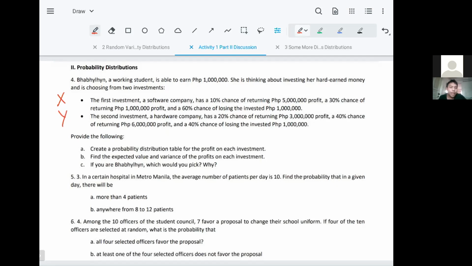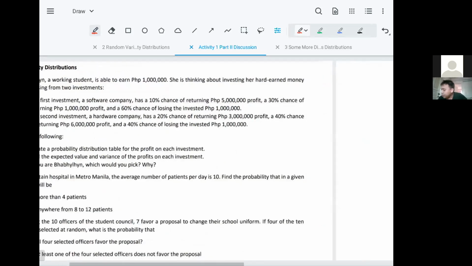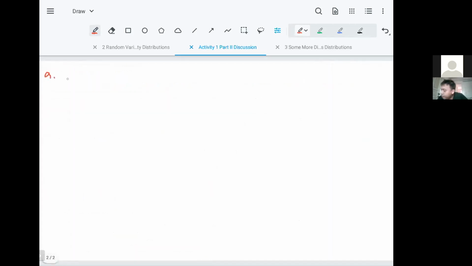So letter A, you're being asked to create a PMF. Pag sinabing PMF, para lang clear, lalabas sa exam yan yung salitang PMF. Probability distribution lang yun, yung table lang siya. Okay, so for letter A, you're gonna make the table. Basically, you're just gonna rewrite the question in tabular form.